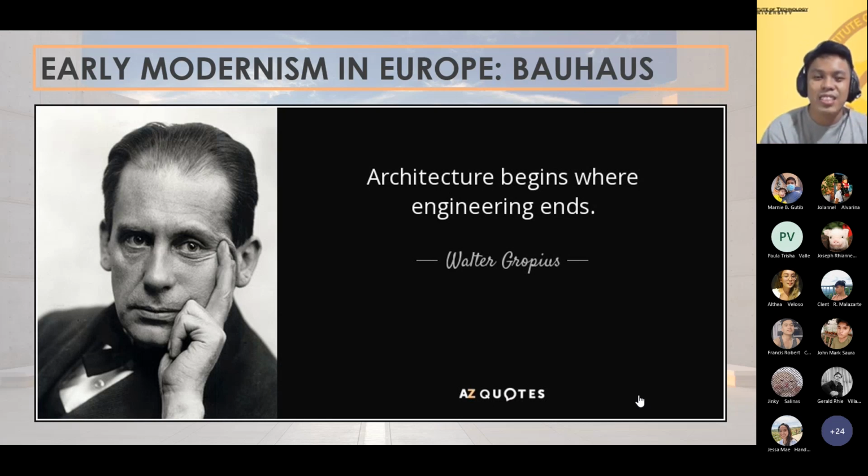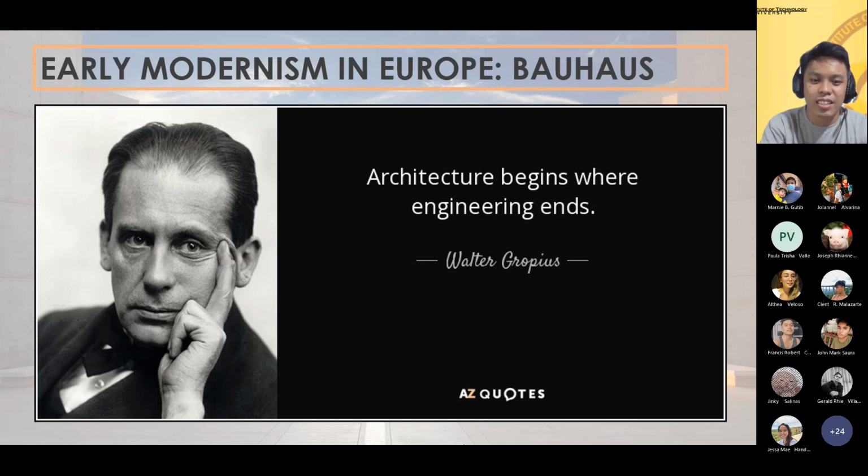Architecture begins where engineering ends. That architecture means the user experience, or the experience of the people that will use that structure. That is architecture for Walter Gropius.